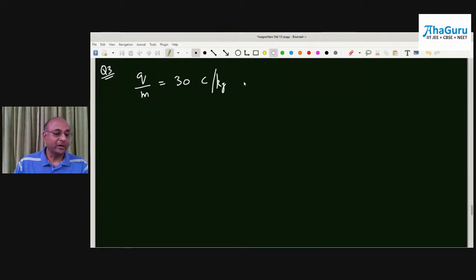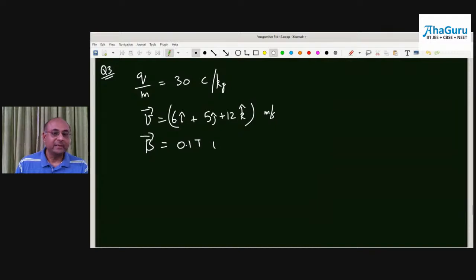Okay, is projected from the origin with a velocity of 6 I cap. So its velocity vector is 6 I cap plus 5 j cap plus 12 k cap, meters per second. In a region of uniform magnetic field B, now the B vector is 0.1 Tesla in the I cap direction. So if I draw the B vector, it looks like this along the I cap direction. Okay, and the velocity vector has an I cap component and a j cap and a k cap.